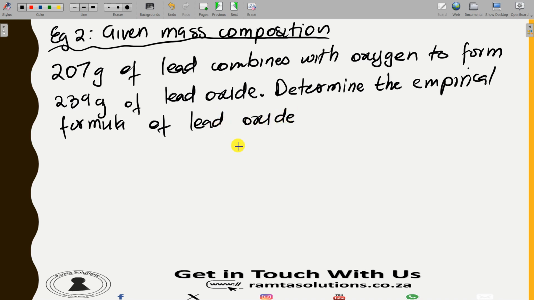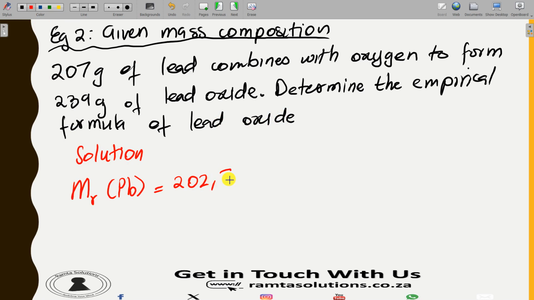Okay, of lead oxide. So for our solution, first thing first, I need to highlight the molar mass of lead. What is it? It's 202.7 gram per mole. What is the molar mass of oxygen? The molar mass of oxygen is 16.0 gram per mole.